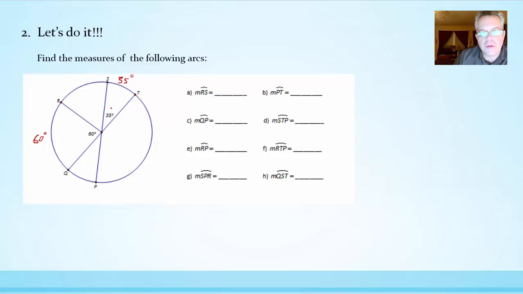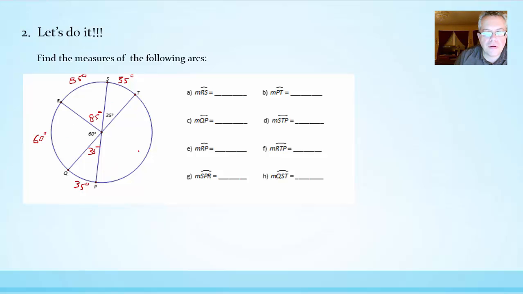These three angles form a straight line, so I can find this angle here in the middle. It's 180 minus 60 minus 35. So I believe you get 85 degrees. Okay, so this arc is 85 degrees. What else can I find? These angles are vertical, so this angle is 35, and this arc is 35.